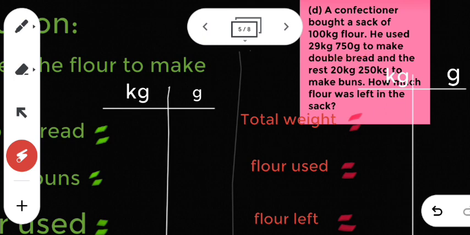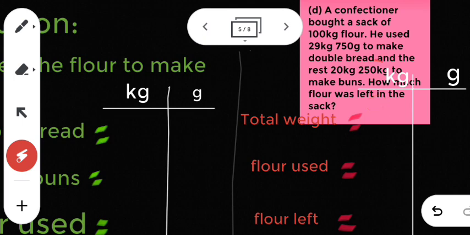Again he used the rest, 20 kg 250 gram, to make buns. He used it for making bun. Now you have to find how much flour was left in the sack. So how much is left? So you know the word here, left means it is minus. Left is the keyword for minus.